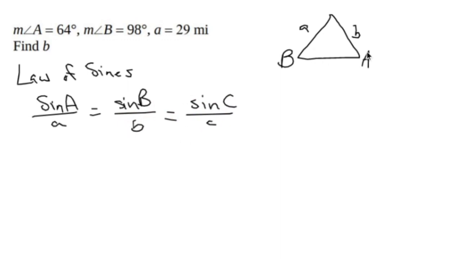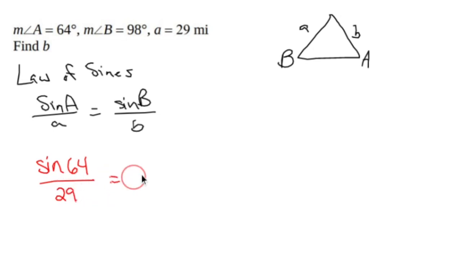Now here I don't need that much information. The letters kind of line up nicely. But once I have enough information where I have a pair of stuff and a pair of stuff where one of those things is missing, I could just set up whatever letters work for me and do sine of one angle over its opposite side equals sine of the other angle over its opposite side and go from there. So I have all my letters working out for me. Sine of 64 degrees over its opposite side, which is 29, is going to equal the sine of 98 degrees over b.